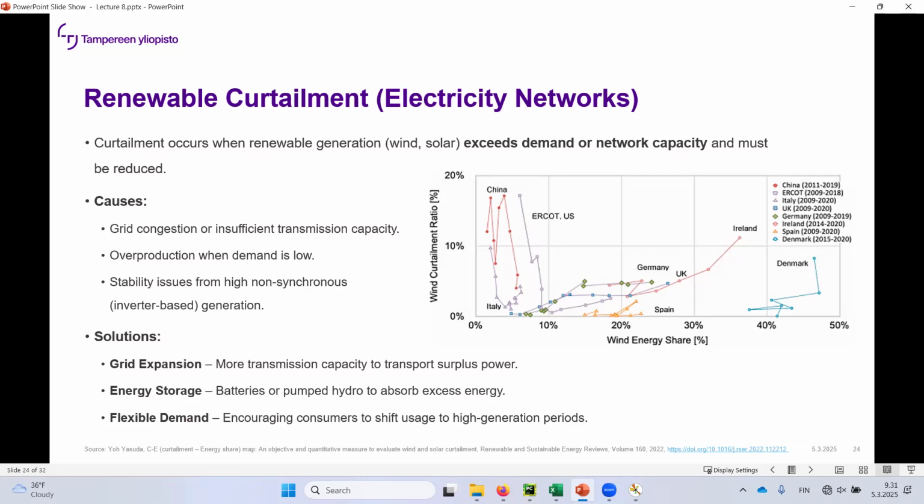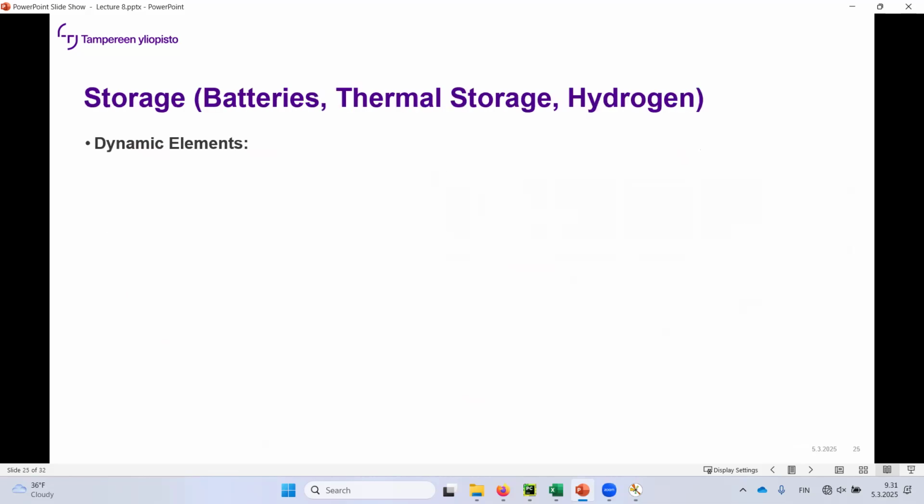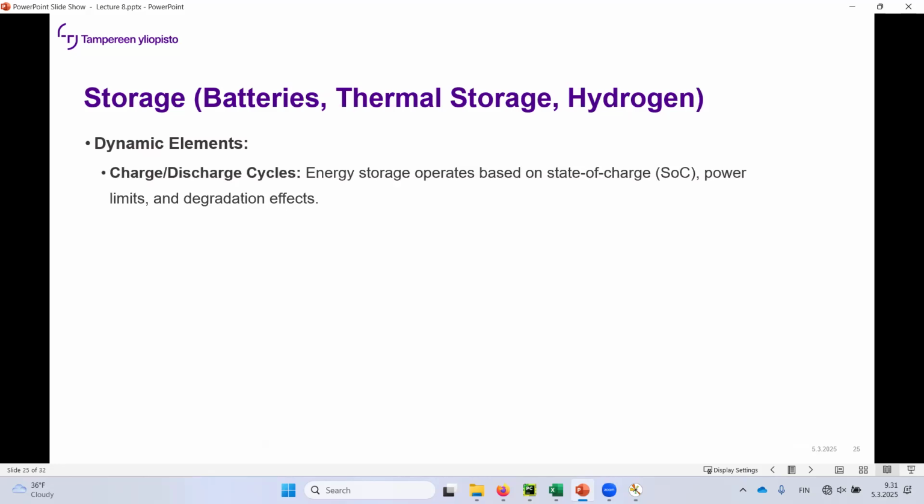So that was related to the production. Now, related to storages, what kind of dynamic elements do we have? That's actually what we have been going through, so we're not going to go through this in such a detailed manner. Energy storage operates based on the state of charge. And the state of charge, in essence, is a differential equation calculation. But in your case, when you're doing it numerically in Excel or Python, it's rather straightforward. You just have to refer to the previous time step.